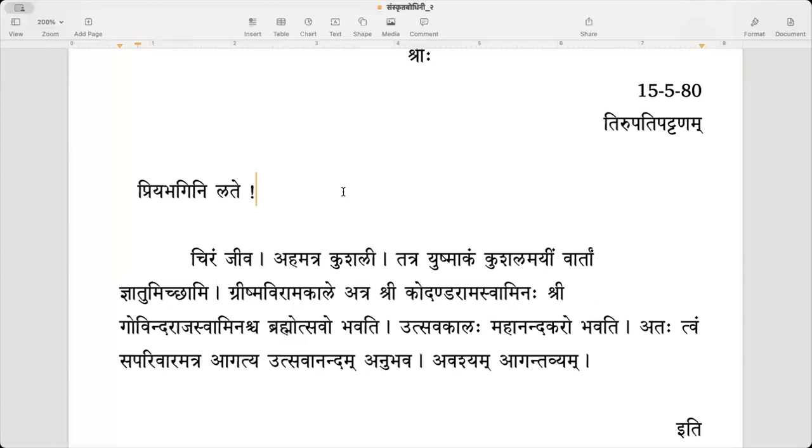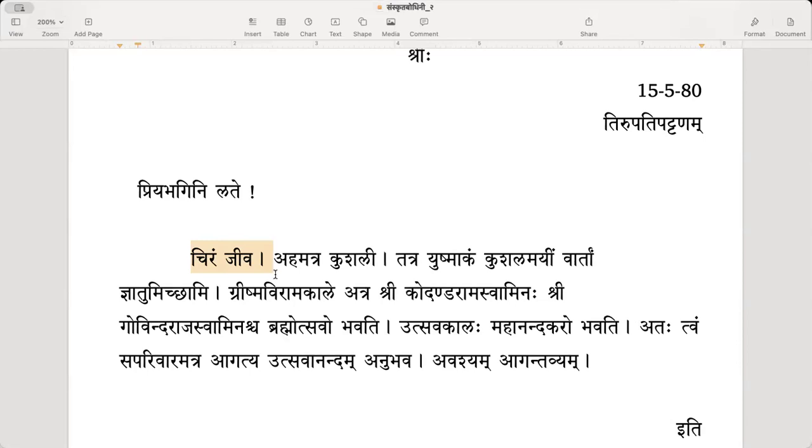Suppose you're addressing the entire family, maybe all of your brothers, in one letter. There is some story or short story where they address all the children together. Then you can write it in Bahuvachanam. So, Chiram Jeeva, like Dushala writing to all her brothers, the Kauravas.